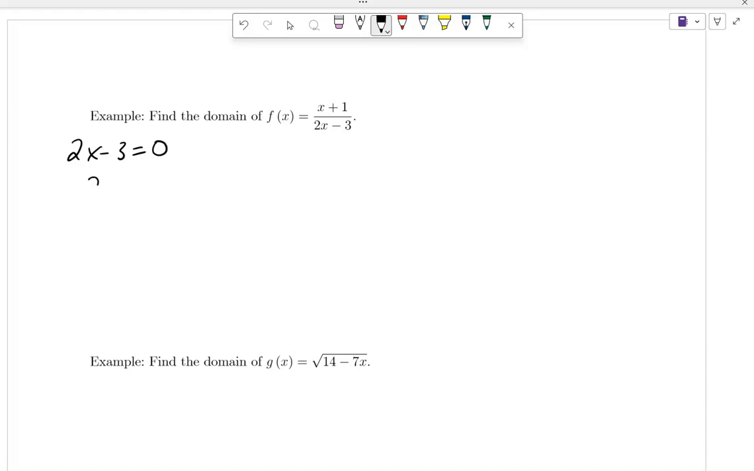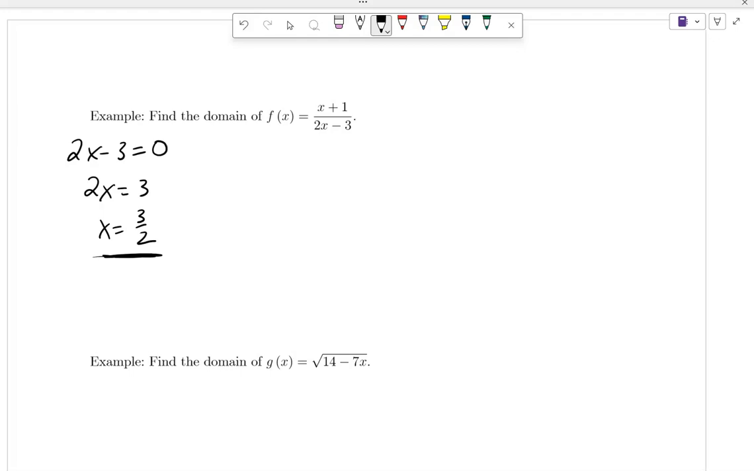Yeah, so it would add the 3 over and then divide by the 2, right? Do we want to plug this number in for x, or is that the one we want to avoid? We want to avoid this one, right?